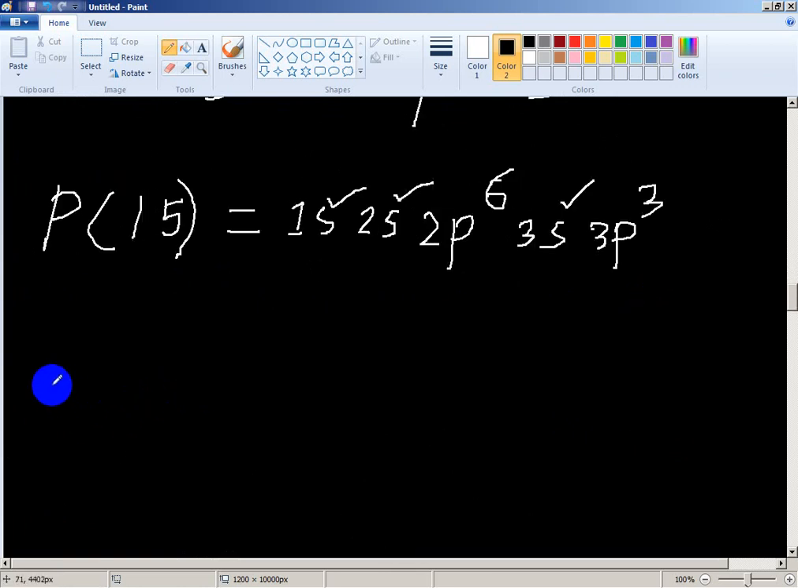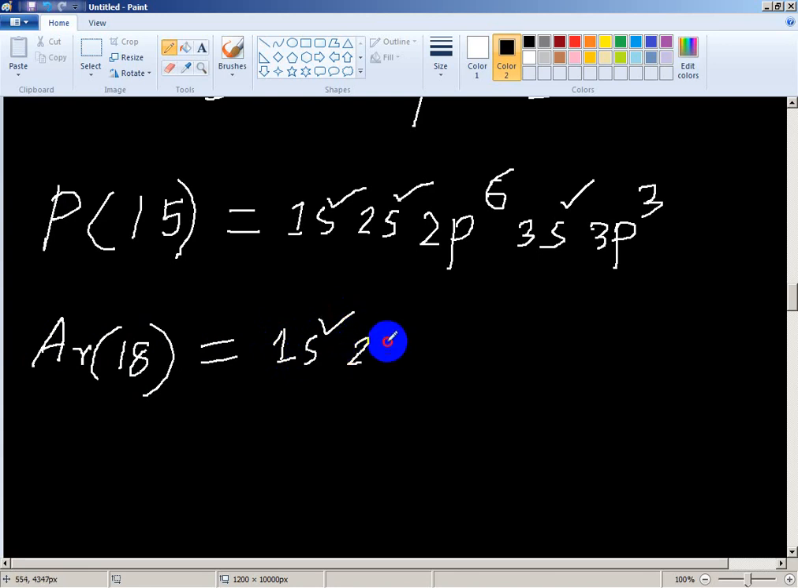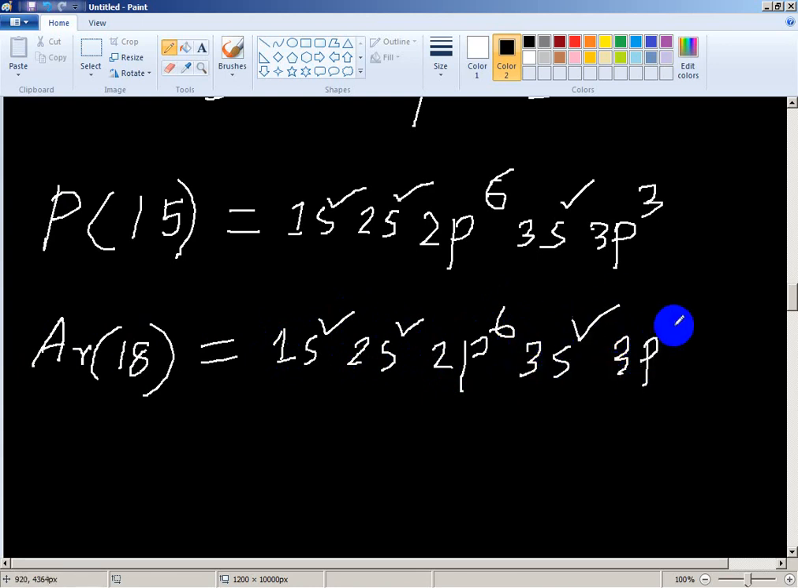What will be the electronic configuration of argon? How many electrons does argon have? 18 electrons. It will be 1s2, 2s2, 2p6, 3s2, 3p6.